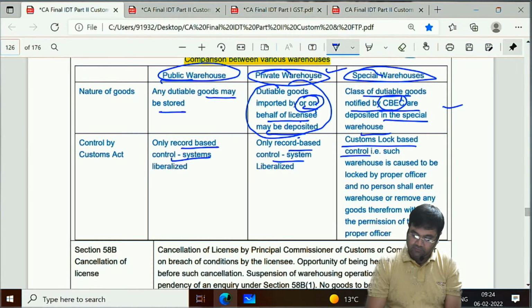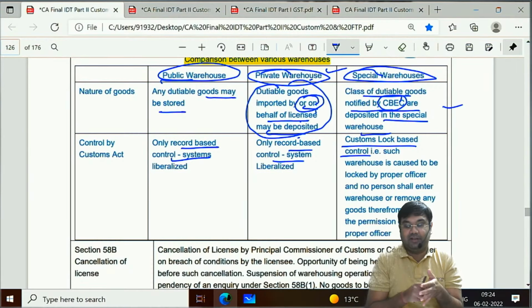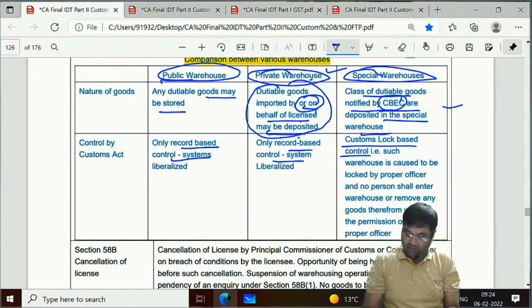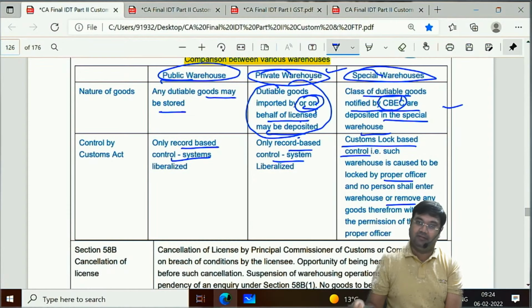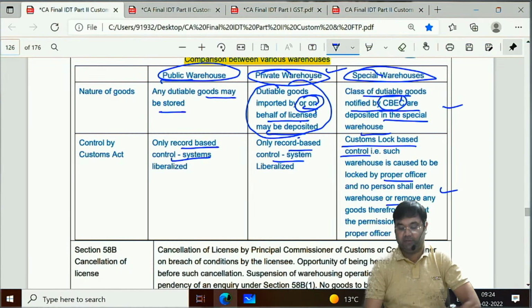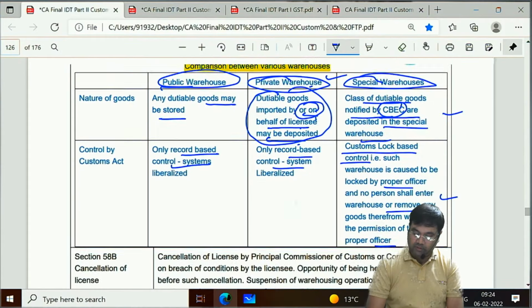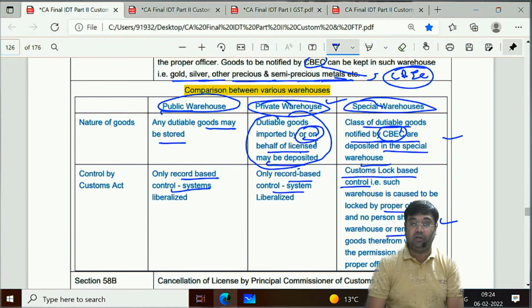custom will have log based control. So physical control is also of the custom officer, they are going to lock the warehouse. And without their permission, no one can enter. Of course, in public and private also nobody can take away the goods. Of course, they can enter, but they cannot take away the goods. But here nobody can even enter without getting permission of the proper officer. So in case of special warehouse, control is also going to be of custom authority.